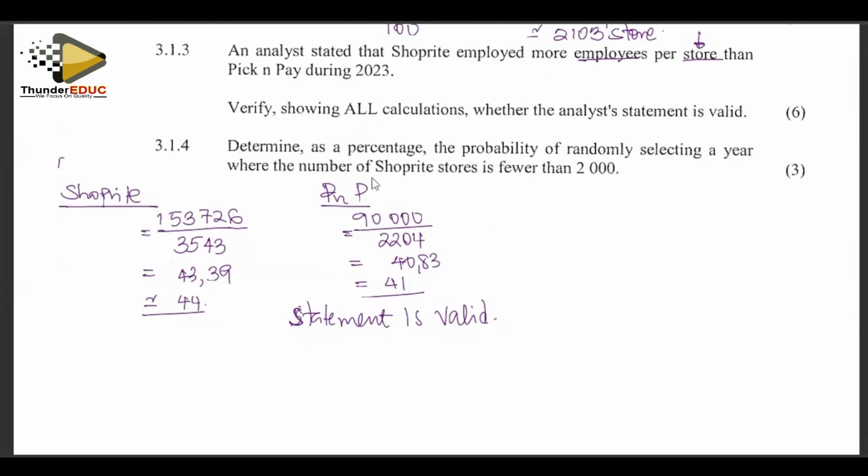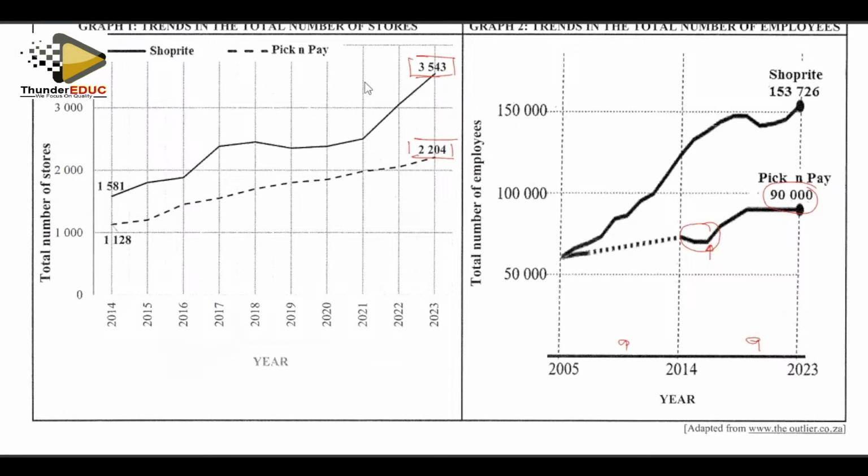All right, we look at question number 3.1.4. This was 3.1.3. Determine as a percentage the probability of randomly selecting a year where the number of ShopRite stores is fewer than or smaller than 2,000. Come here. 2,000 is here. Where is the line below? So we have this year here, 1, this year here, 2, this year there, 3. These numbers are below 2,000.